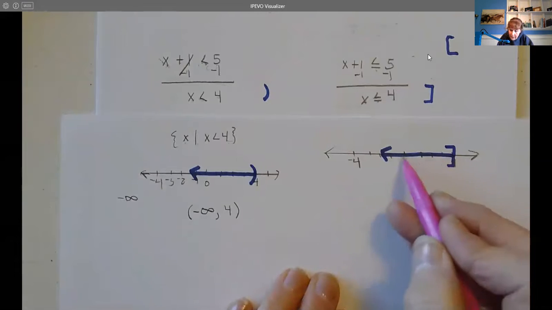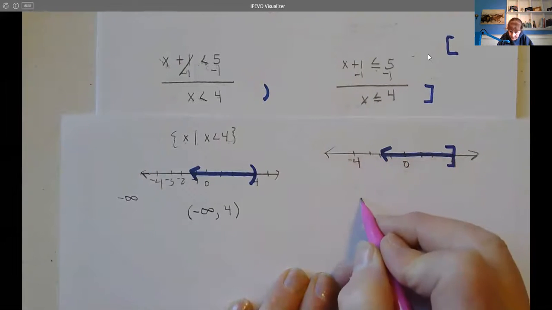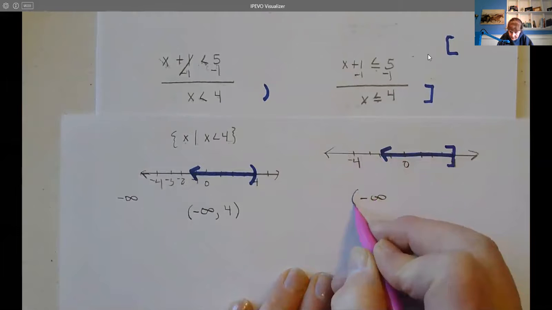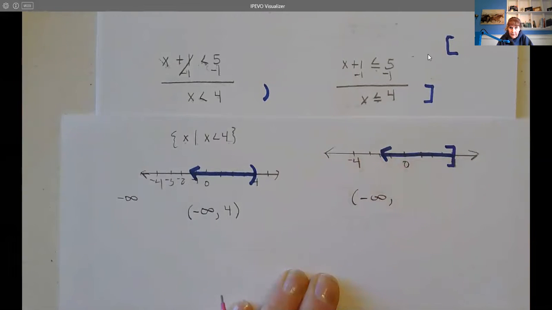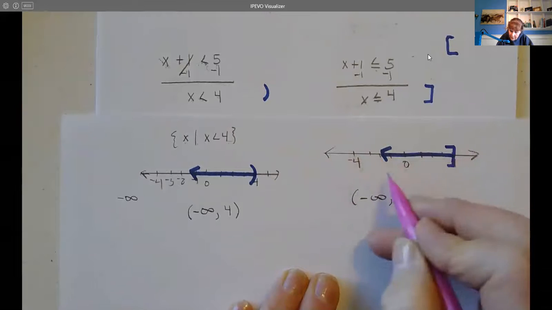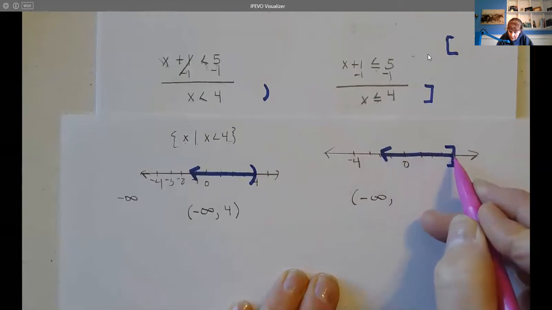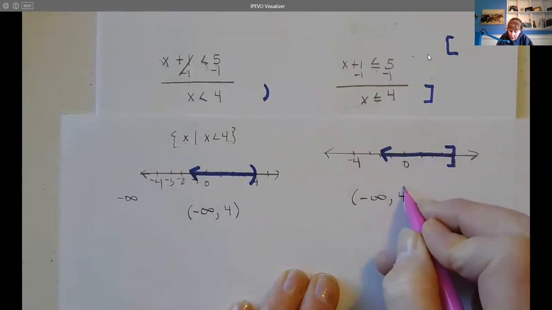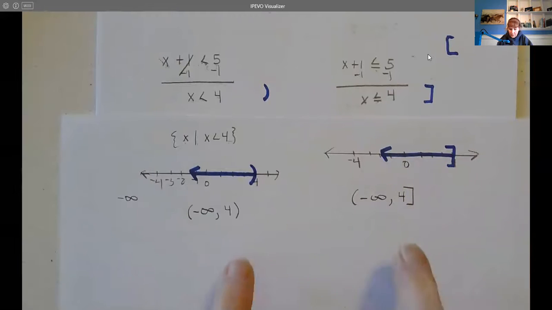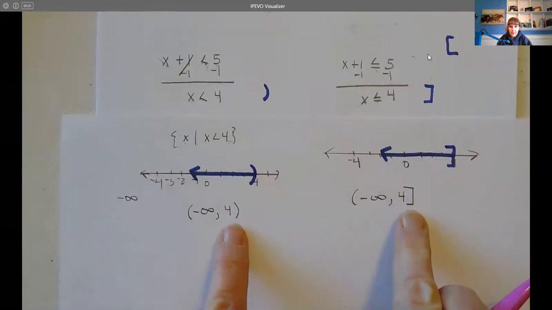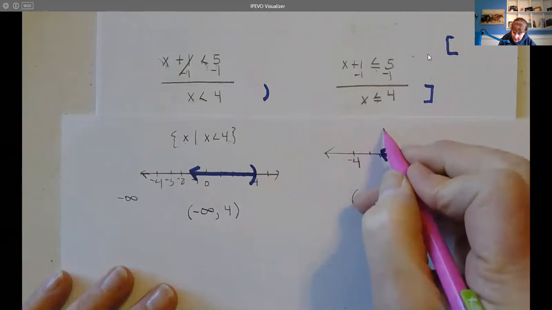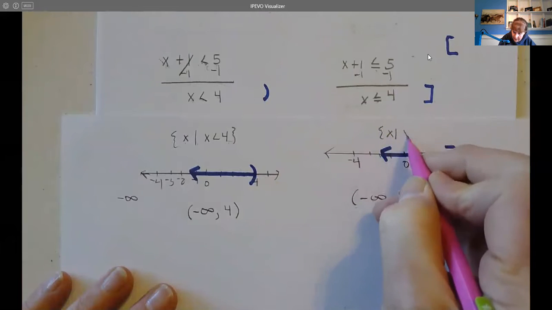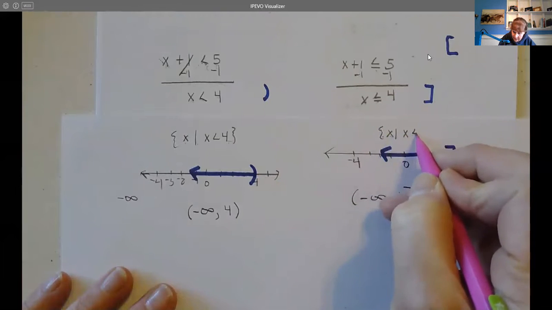Okay, this one. Well, the furthest to the left we're going to go is negative infinity. Whenever your arrow goes to the left, it's always a negative infinity. And we're going to stop here on the right at 4, but we're going to include the 4. So these match always. All right. And then I could write the set notation for this one, such that the set of all x's such that x is less than or equal to 4.